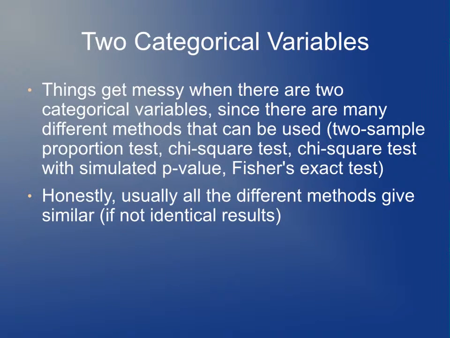It gets more complicated when you have two categorical variables, since there's a number of different methods that you can use: two-sample proportion test, chi-square tests, which may or may not have simulated p-values, and Fisher's exact test. Don't stress about this too much, because the vast majority of the time all of these methods will give extremely similar, if not completely identical, results. But I'll briefly go through the pros and cons of each of these tests in the upcoming slides.